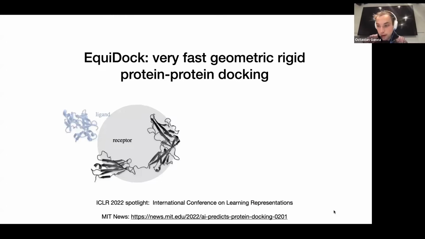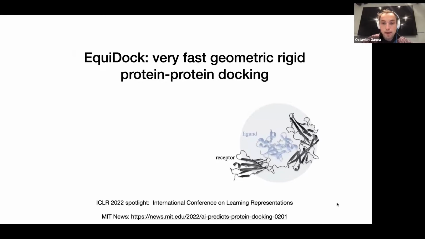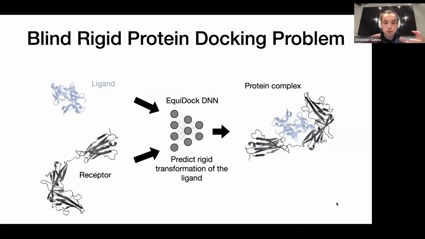So with that, let's dive into the first part of this talk, which is called EquiDock. So the idea here is we have two proteins as input, and we know that they are going to interact. And what we want to do is to predict the final complex. So essentially, what we want to do is to take these two structures of the two proteins as input and have a neural network, which we called equivariant docking, so EquiDock. And it's going to predict, for now, a rigid transformation of one of the proteins, which we call ligand, to place it in the right location and with the right orientation with respect to the second protein. And in this way, you predict the final protein complex.